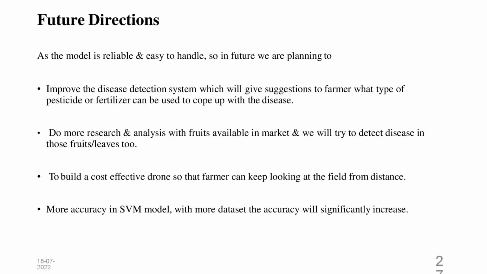The future works which we are aiming to do are as follows. First of all, we'll try to improve the disease detection system, which will give suggestions to farmers on what type of pesticide or fertilizer can be used to cope up with the disease. Second one is to do more research and analysis with fruits available in the market, and we'll try to detect disease in those fruits. Third one is to build a cost effective drone so that farmers can keep looking at the field from a distance. Last one is more accuracy in the SVM model. With more data set, the accuracy will be significantly increased.